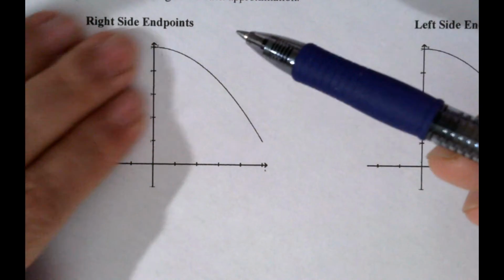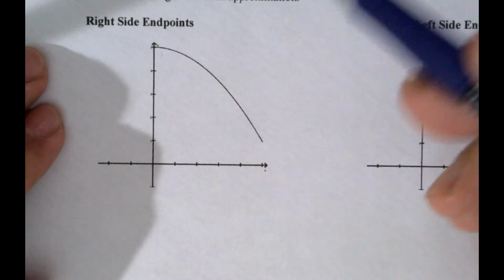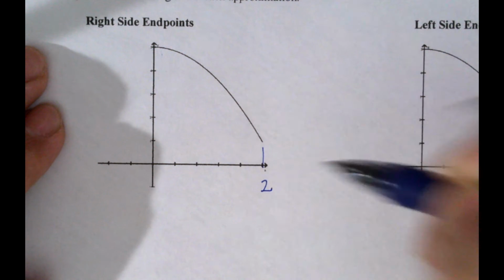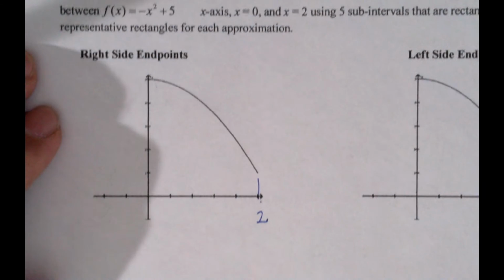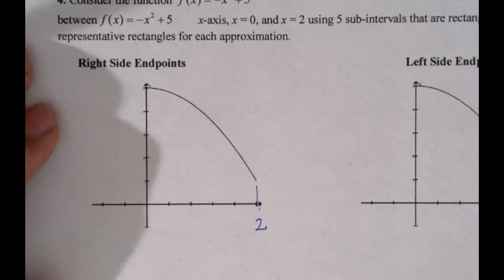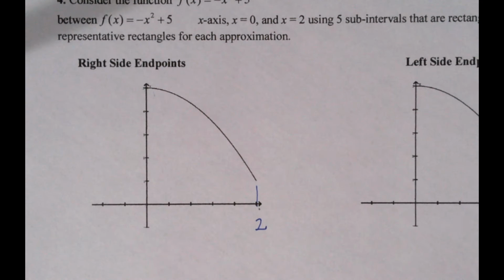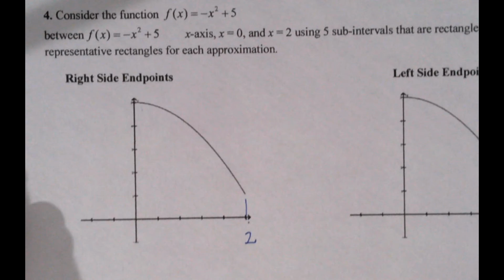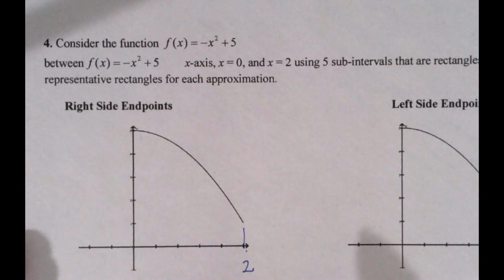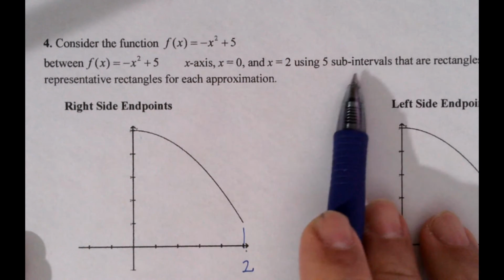So we don't want the left side. We just want the right side and only up to this value of 2, where x equals 2. All right. Now, what we're going to do is approximate it by using rectangles, because rectangles are very easy to find the area of. All right, but this has 5 subintervals.